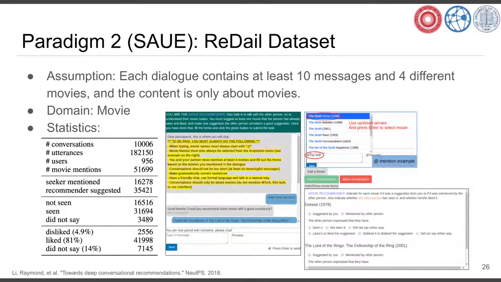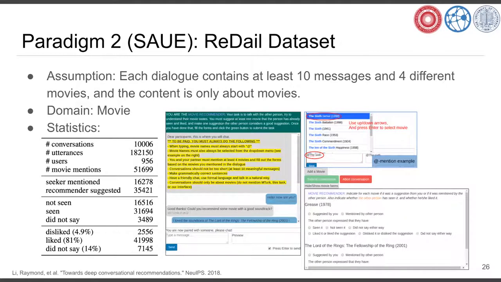Okay, for the second paradigm, where the system is active and the user engages, where the user somehow engages in the conversation a little bit, a typical data set is called ReDial. This is from the paper in NeurIPS 2018. The assumption they made in this data set is that each dialogue should contain at least 10 messages and also mention at least four different movies.